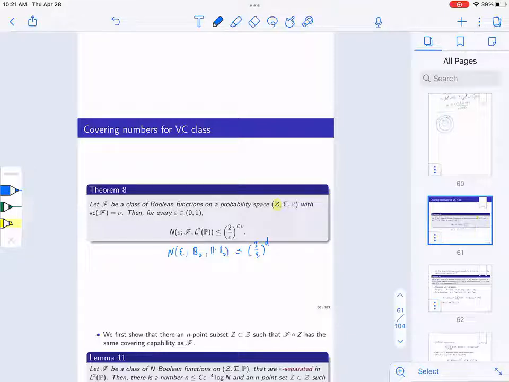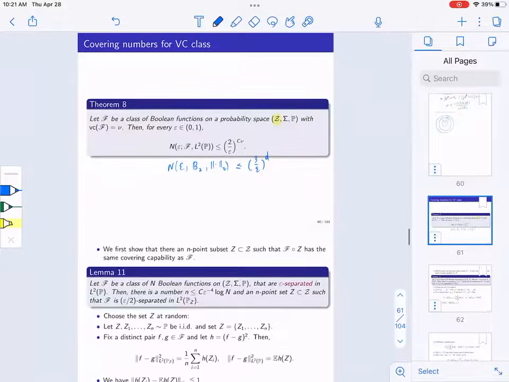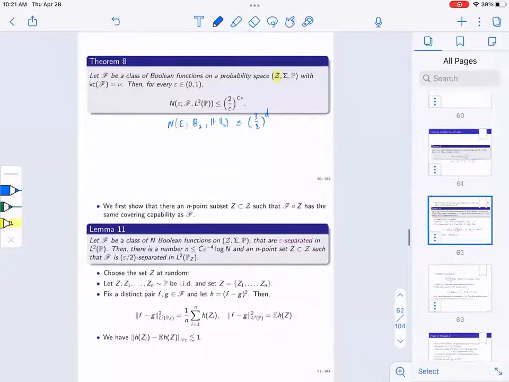That's a nice way of saying that VC classes look like they have dimension, like a constant times nu, although it's a combinatorial dimension. It's not like a linear algebraic dimension, but the metric entropy picks it up in the same fashion. So the growth, like the classes, and so L2(P) here is.